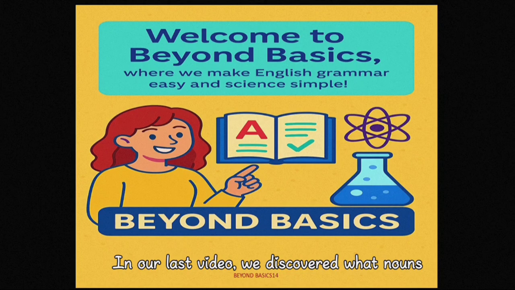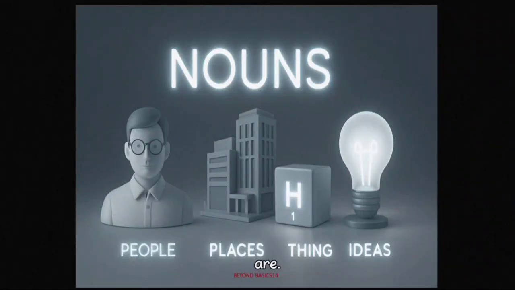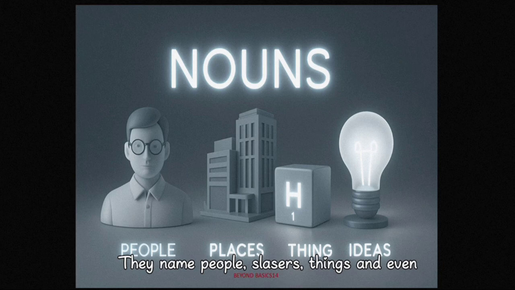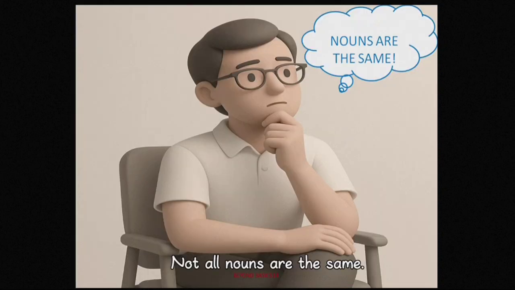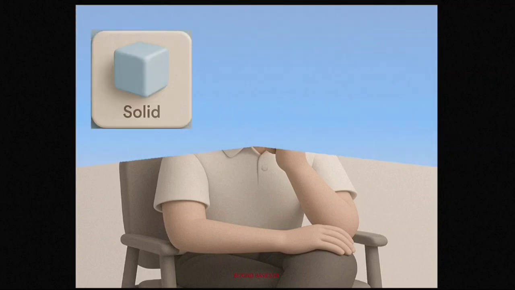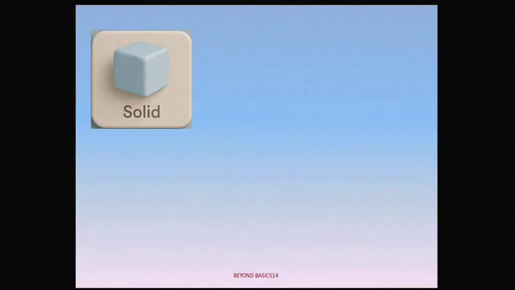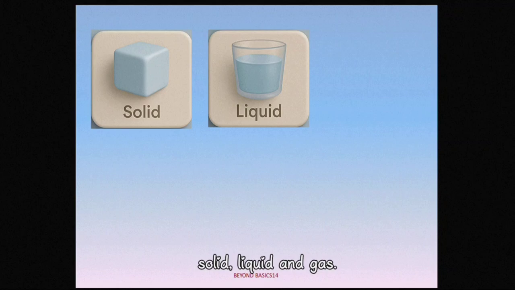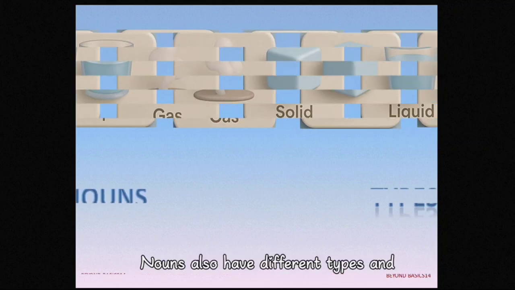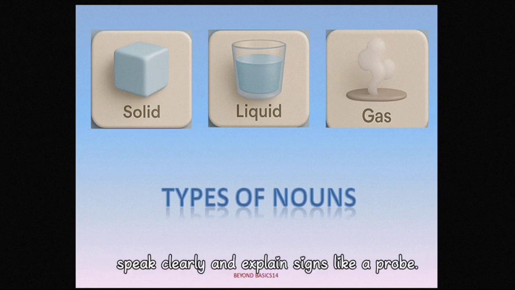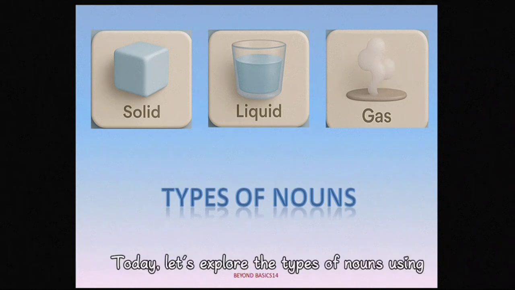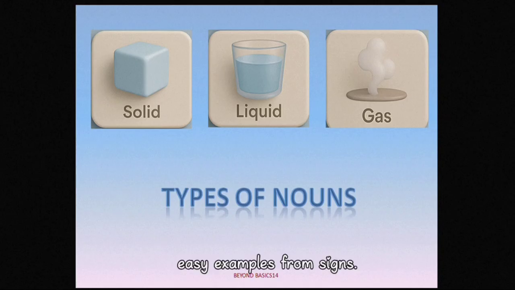In our last video, we discovered what nouns are. They name people, places, things, and even ideas. But here's the cool part. Not all nouns are the same. Just like chemicals come in different forms, solid, liquid, and gas, nouns also have different types, and understanding these types helps us write better, speak clearly, and explain science like a pro. Today, let's explore the types of nouns using easy examples from science.